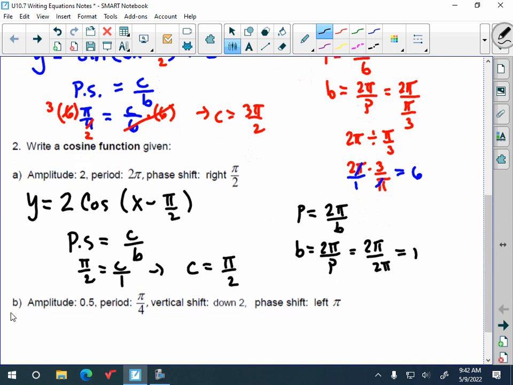All right, so see if you can do B. We have an amplitude of 0.5, period pi over 4, vertical shift down 2, phase shift left pi.